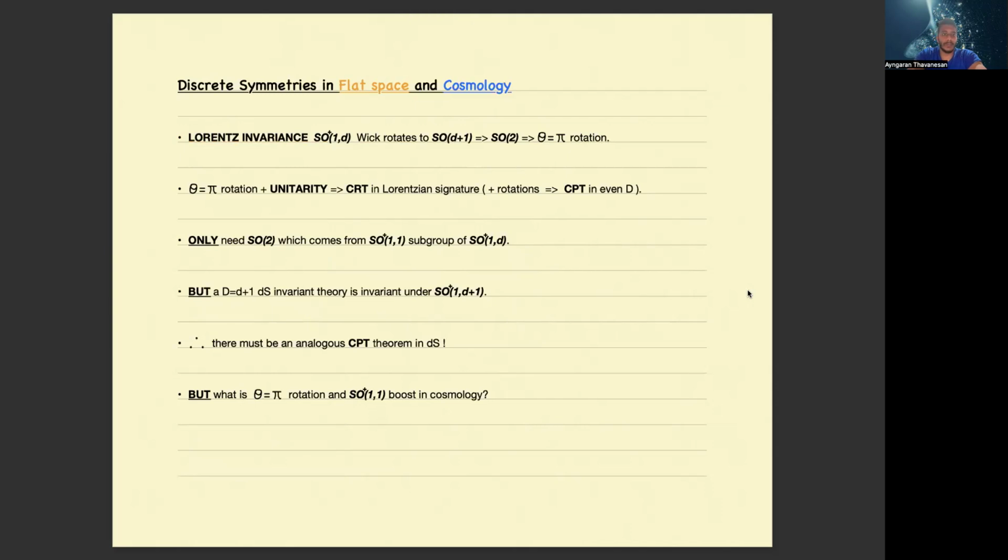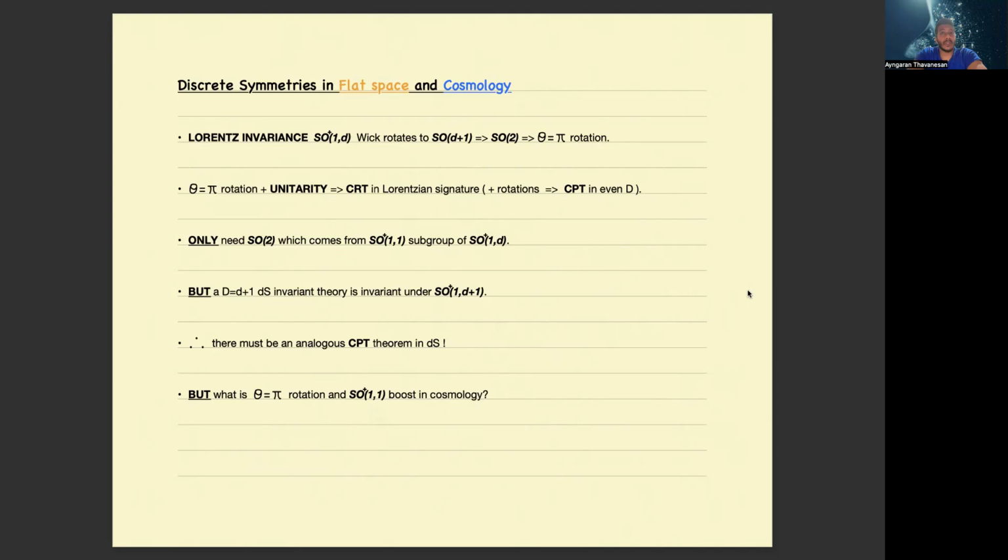Now, as I said, the Lorentz invariance rotates to the rotation group, and this then implies a smaller subgroup, which is the two-dimensional rotation group, which then implies a 180-degree rotation, specifically the choice of the rotation parameter being pi. And it's this 180-degree rotation and unitarity, which then implies CRT in Lorentzian signature. And then with rotations, we can then get CPT in even dimensions.